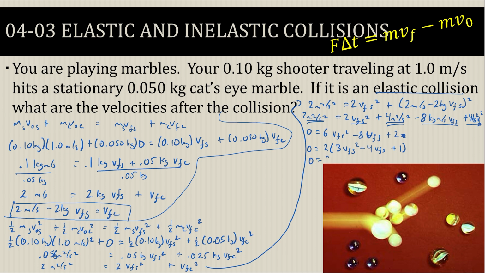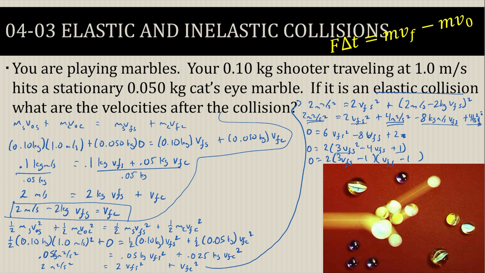I think I could continue factoring. I could make this 3 VFS and 1 VFS, to get the 1 VFS minus 1 and minus 1, which does add to be the negative 4 in the middle.